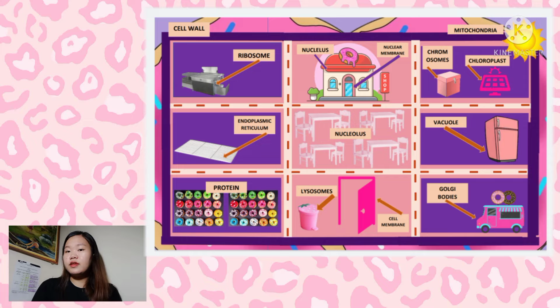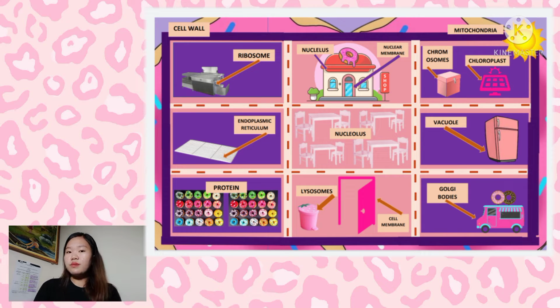So, let's start with the left side of the city. The first one is the cell wall, which is the donut land. The walls and infrastructure of the donut land support and hold up the structure in the same way that the cell wall maintains cell shape. Furthermore, this organelle can only be found in plant cell.